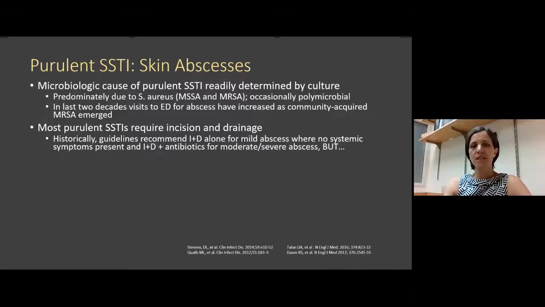So most purulent skin and soft tissue infections require incision and drainage. Historically, guidelines have recommended incision and drainage alone for mild abscess where there are no systemic symptoms present. And then they recommend incision and drainage with antibiotics for moderate or severe purulent skin and soft tissue infections. And that's certainly what you would find if you looked up the most recent guidelines from the Infectious Diseases Society of America from 2014. But since then, a couple of studies have come out that have changed our thinking on this.